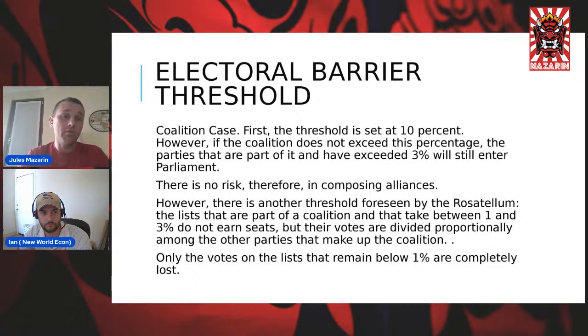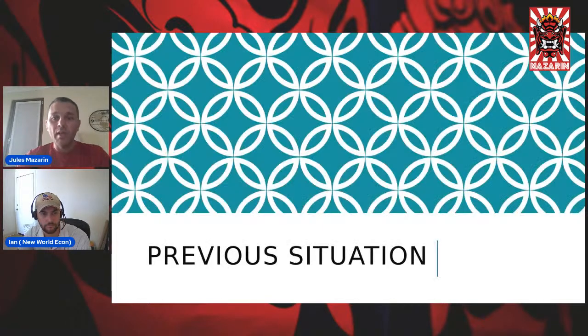Also, this is another complicated issue about our electoral law, the electoral barrier threshold. In Italy, it's complicated because if you are in a coalition, the barrier is about 10%. If you are single, it's about 3%. Then you will understand, because we will have at least 4 different groups in the next election.